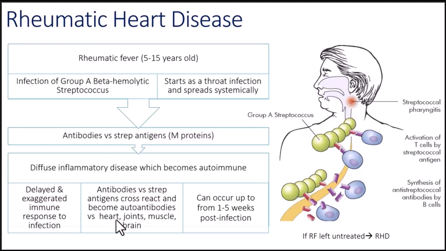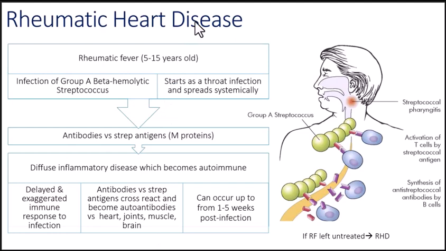inflammation of the joints, muscles in your body, nervous system. Your heart can be affected, your skin can be affected. And once this happens, it needs to be treated quickly. Because if rheumatic fever is not treated effectively and quickly, it can progress to what's called rheumatic heart disease, which is scarring and deformity of the heart structures.